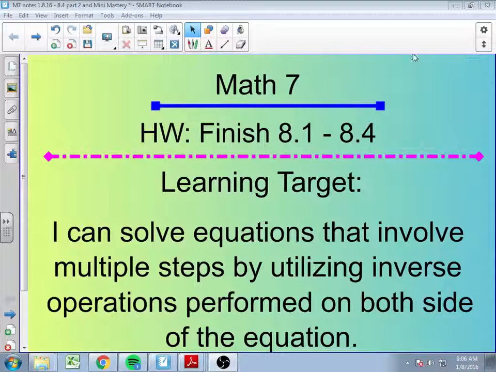Tonight's homework is to finish 8.1 through 8.4. Also, just remember, I posted the review assignment, but it is optional. So if you are caught up on your homework and you want to do a little bit more practice, you can work on the review assignment to see, am I ready for the mastery? Because we will be taking the mastery next week.